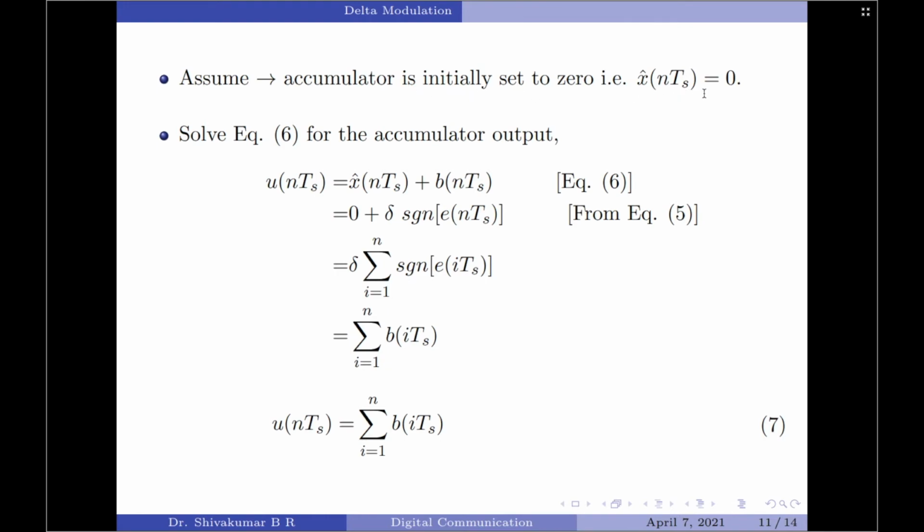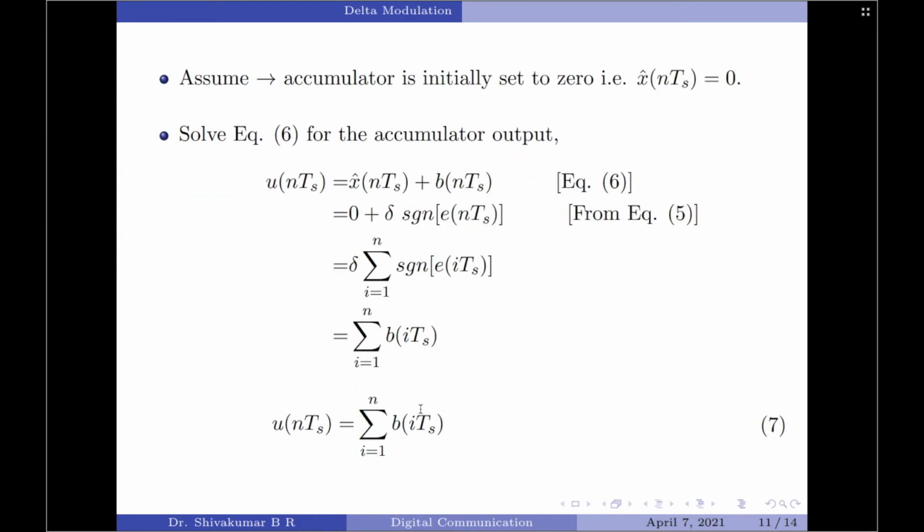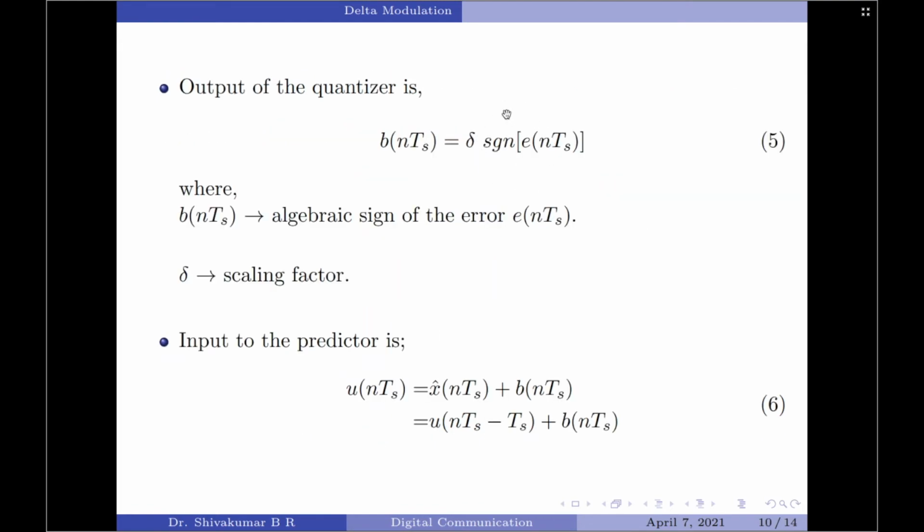That is, x cap of nTs is set to 0. We will substitute this into equation 6, which is rewritten here. u of nTs, which is the accumulator input, is equal to x cap of nTs, which is the accumulator output, plus b of nTs, which is the quantizer output. Now since x cap of nTs is 0, we will replace it with a 0, and b of nTs is taken from equation 5, which is delta into sign of e of nTs.